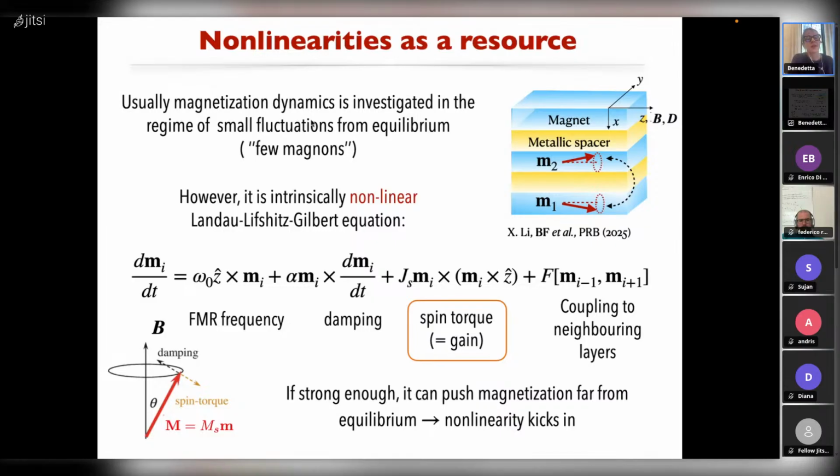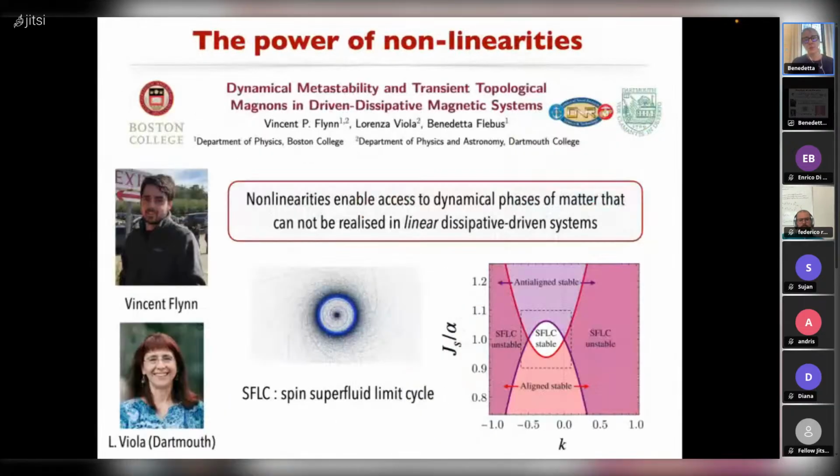So now instead we are interested in looking again at the same system, but we are going to drive this system, each magnetic layer, far from equilibrium, and by doing so, we will really have an opportunity to experience how nonlinearities play a role. And so this is really the term that I also showed you before that is going to push us away from equilibrium.